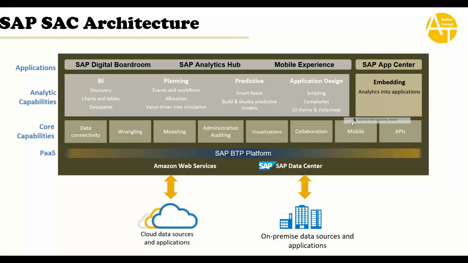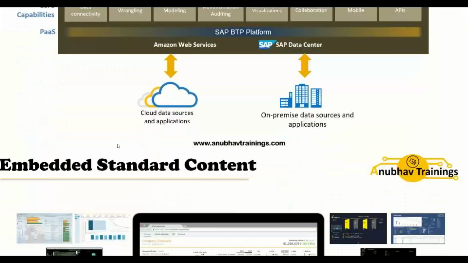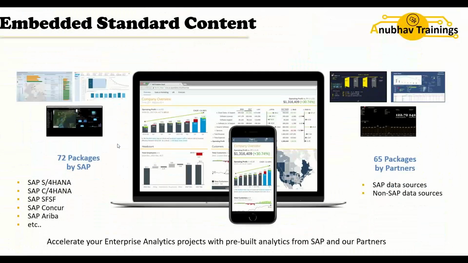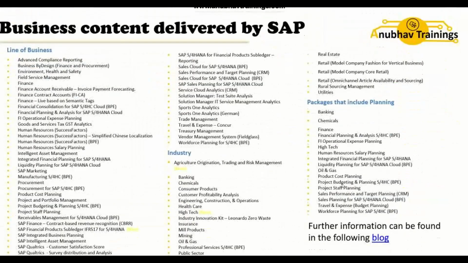This is all what we have typically when it comes to SAP Analytics Cloud architecture. Okay. Then now let's see, we have the packages. As I told you, SAP not just deliver the car, but they also deliver fuel for that car together. So there are around 72 packages, industry specific, ready to use data analytics for different solutions, and 65 packages by their partners. So it's a big ecosystem.